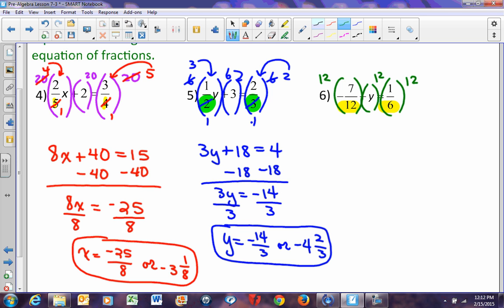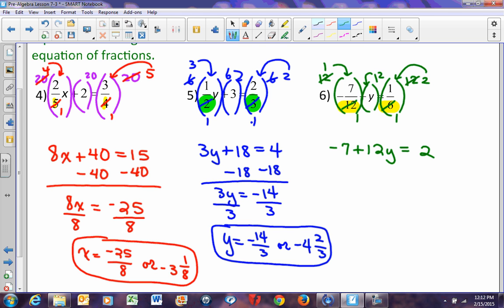Negative 7/12 times 12. Well, 12 goes into itself once, it goes into 12 once. 1 times negative 7 is negative 7. 12 times y is 12y. 6 divides into itself once, and it goes into 12 twice, and 2 times 1 is 2. So negative 7 plus 12y equals 2.